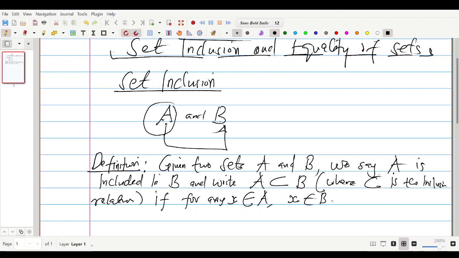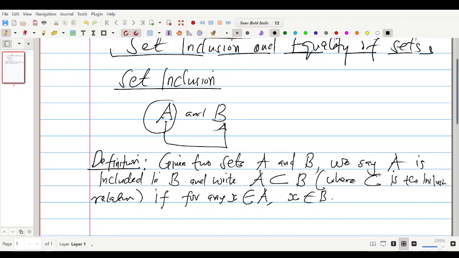Otherwise, you cannot say A is a subset of B. So this condition should be strictly adhered to, as it is the foundation of inclusion. It must be that any x in A is also in B, nothing more than that, nothing less. Then we say A is a subset of B. Otherwise, A is not a subset of B.